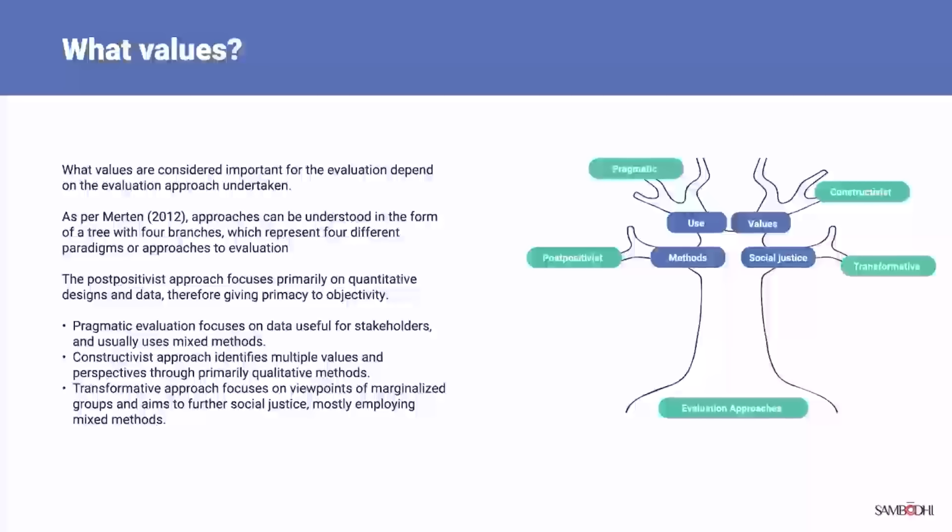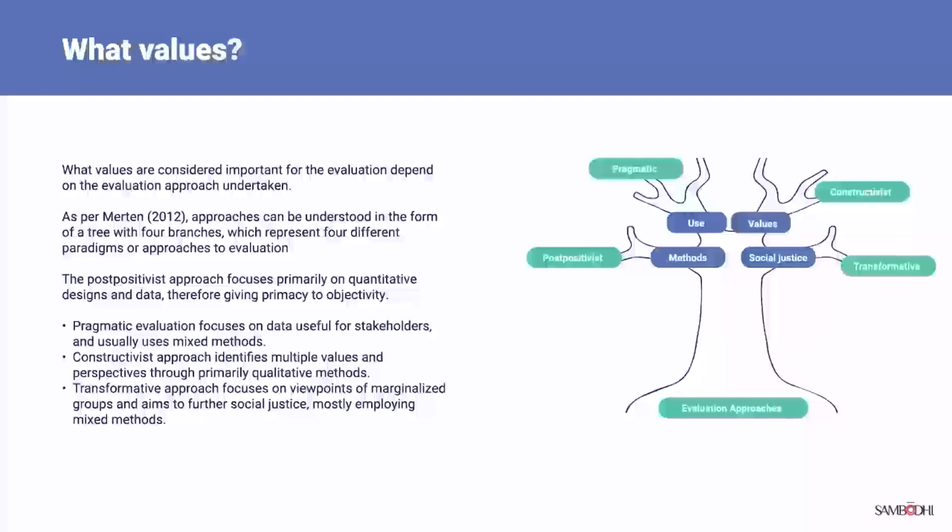Values that are identified as important depend on the evaluation approach undertaken for the program. Approaches can be understood in the form of a tree with 4 branches, which represent 4 paradigms or approaches to evaluation. Now let's understand what these 4 different paradigms are. The first paradigm, the positivist approach, focuses primarily on quantitative designs and data, therefore giving preference to objectivity.